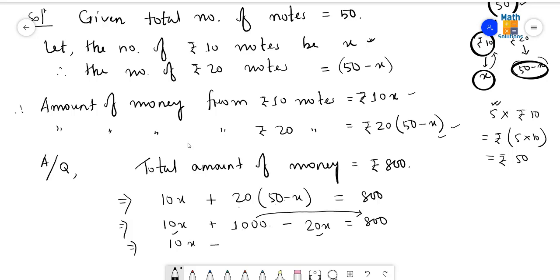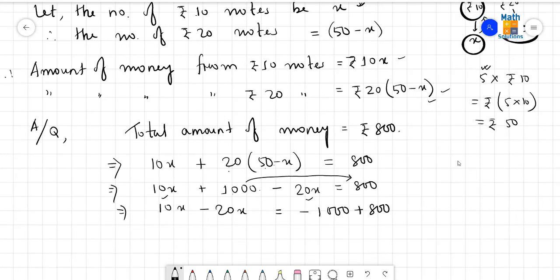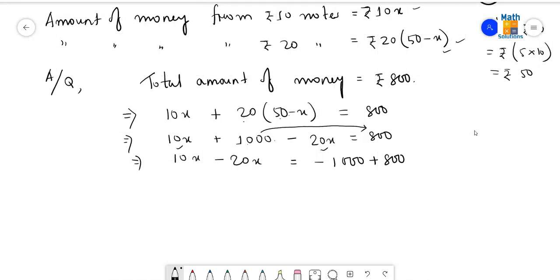So I get here 10x minus 20x, that is equal to minus 1000 plus 800. So after this, what result do I get? On simplification on both sides, I shall be getting the result to be minus 10x, that is equal to minus 1000 plus 800. The result will be minus 200. So the minus signs on both sides got cancelled, and the result for x will be what? This 200 will be divided by 10.